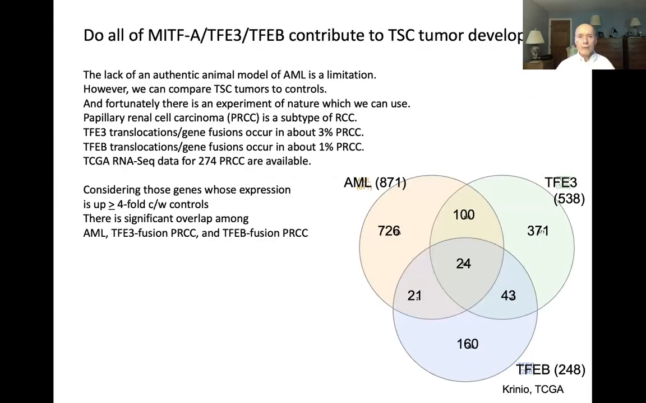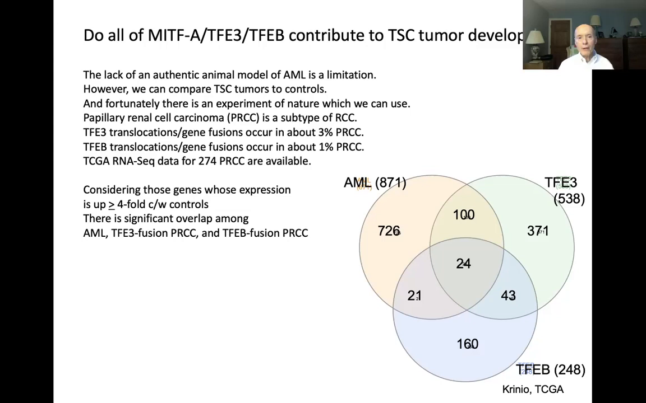To try to dissect this further, it would have been ideal to have an authentic animal model of LAM, but such does not exist. Instead, there is an experiment of nature which we can use to examine this. There's a subtype of renal cell carcinoma called papillary RCC, and about 3% of PRCC have TFE3 translocations, gene fusions that put TFE3 into the nucleus and make it transcriptionally active. Similarly, about 1% of PRCC have TFEB translocations, gene fusions that have the same effect.